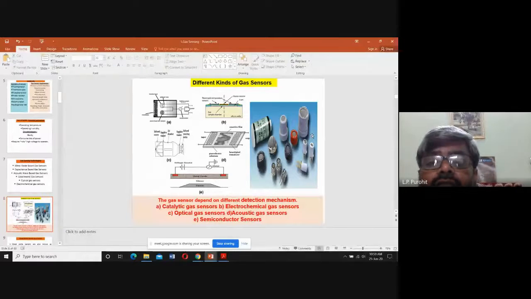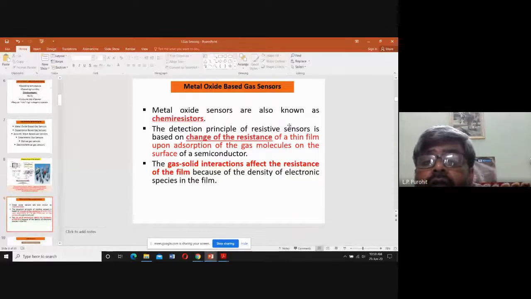So these are different kinds of sensors depending on the type of applications we require. Basically, we will talk about the metal oxide based gas sensors, which we generally know as chemiresistors, because their resistance changes when the gas molecules are adsorbed by them. And this is nothing but a gas-solid interaction, which causes the change in resistance.